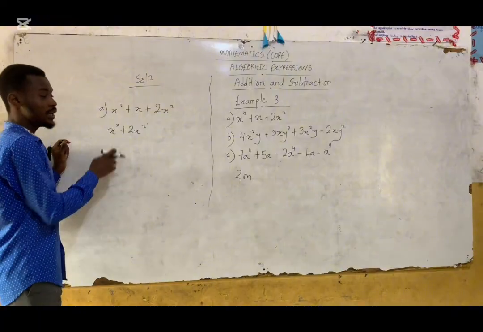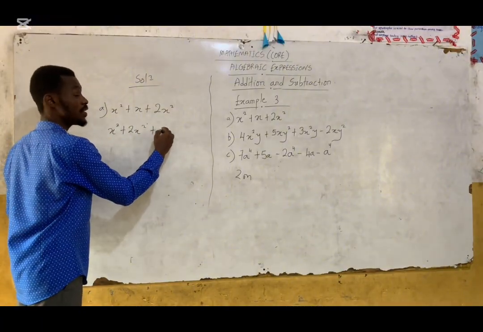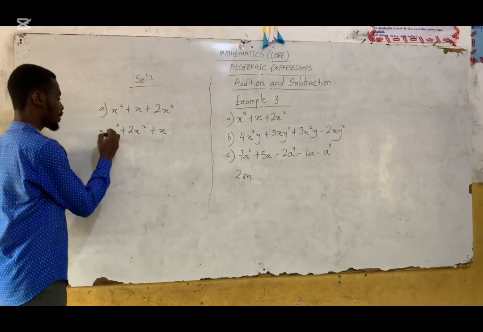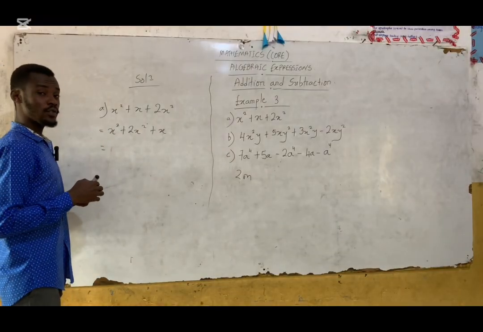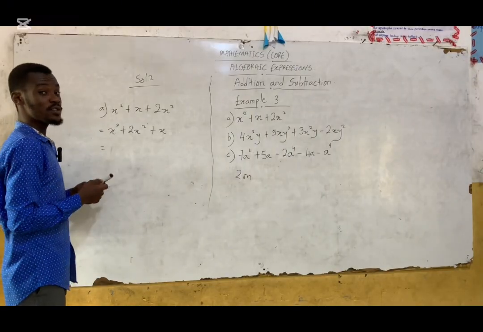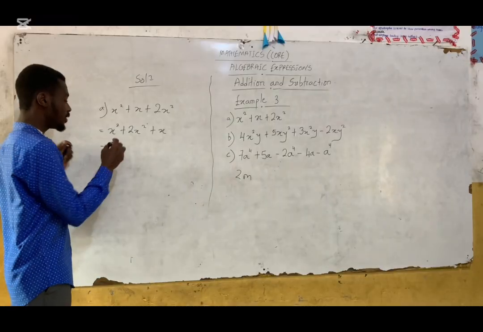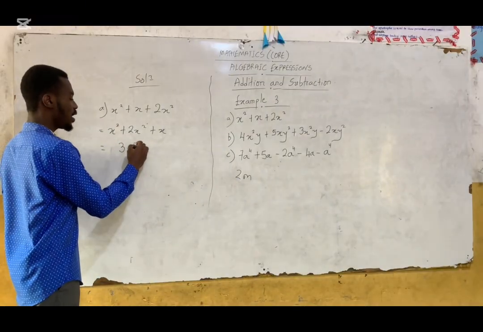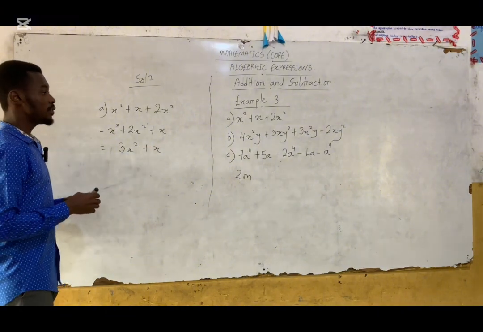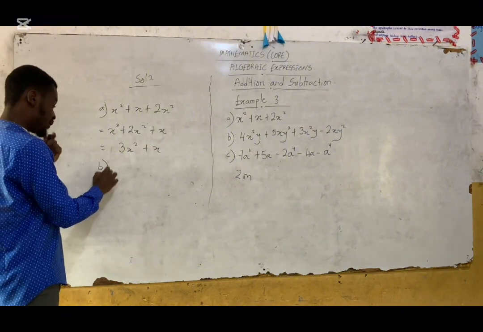Then plus x also counts. We have no family member, so we don't look for any other thing. Now x squared plus 2x squared, that is 1x squared plus 2x squared gives us 3x squared. So 3x squared plus our x. Very simple, right? Let's take B.